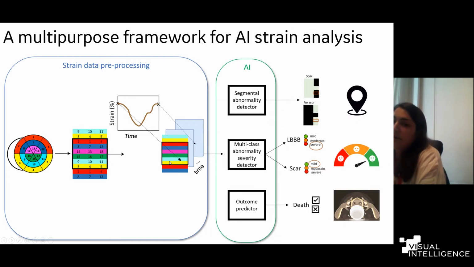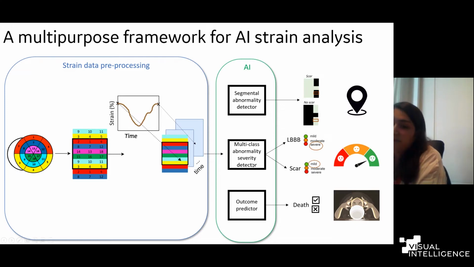So what I have in this project is trying to develop a multi-purpose framework for AI strain analysis. There are different tasks that I'm working on, each of which requires a different type of neural network. So there are 3 tasks. One of them is detecting scar in left ventricle segments locally. So we're interested in whether each of the segments has scar or not.